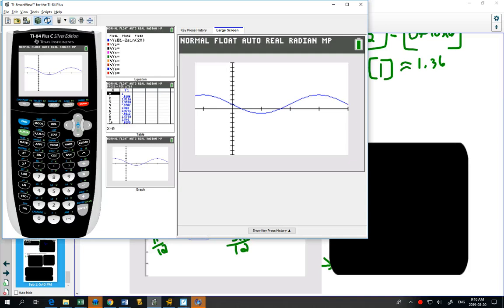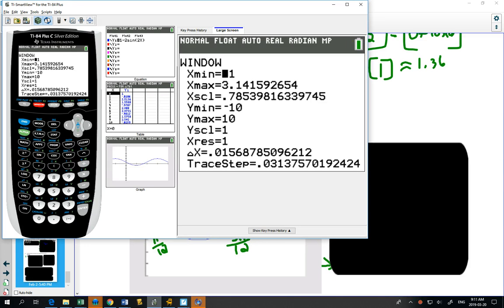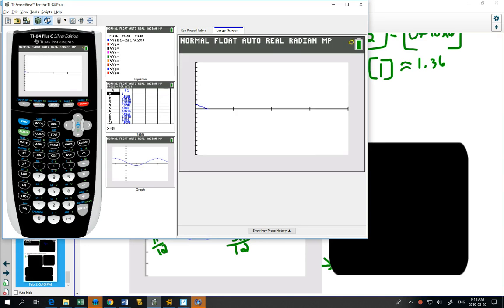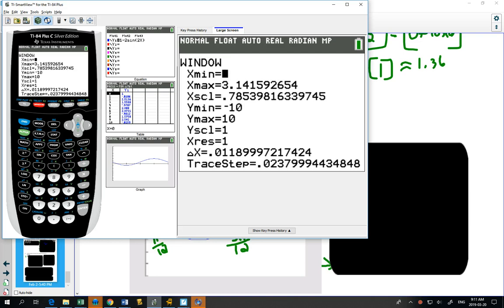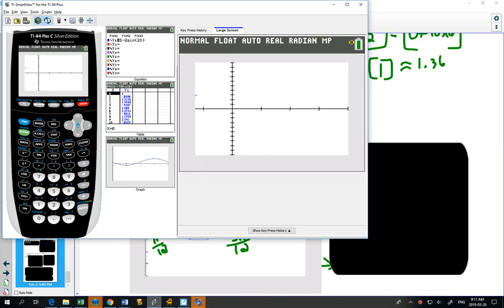Why didn't I go from 0 to 3 pi over 4? I could have. If I go back to my window and I would have started at 0 and hit graph, it still shows the x-axis. Sometimes I like to see more of the x-axis, and sometimes I like to see a little bit on either end. But if I wanted to see exactly from 0 to 3 pi over 4, that would be fine as well.